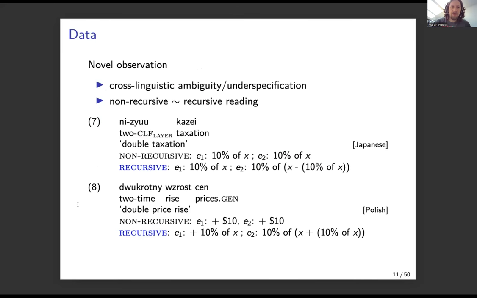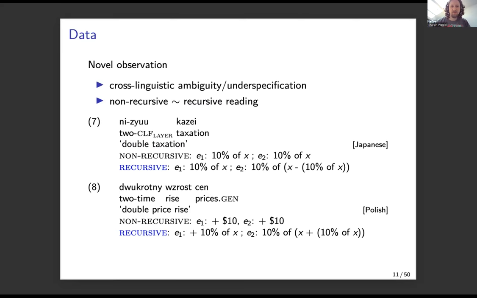Right. So the crucial empirical contribution of this talk is the novel observation that we have this cross-linguistic ambiguity, or perhaps underspecification, that we refer to as the non-recursive/recursive distinction. So in 7, we have a phrase niju kazei, double taxation, let's say. And this phrase could be understood in two ways. The first one is the non-recursive way.